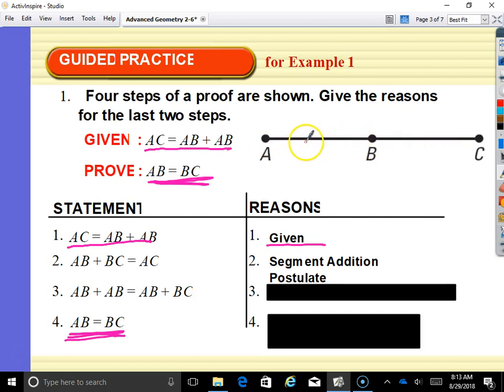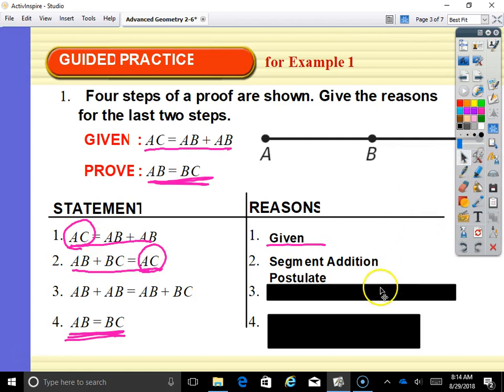So my brain is telling me that, well, that means that these two are equal, but I need to prove that. So what I can say is my segment addition postulate. AC is AB plus BC, right? Part plus part equals whole. Segment addition postulate. Now looking at these two, do you guys see how they're both set equal to the same thing? Transitive property, set them equal to each other. Sub a whole side for a whole side.